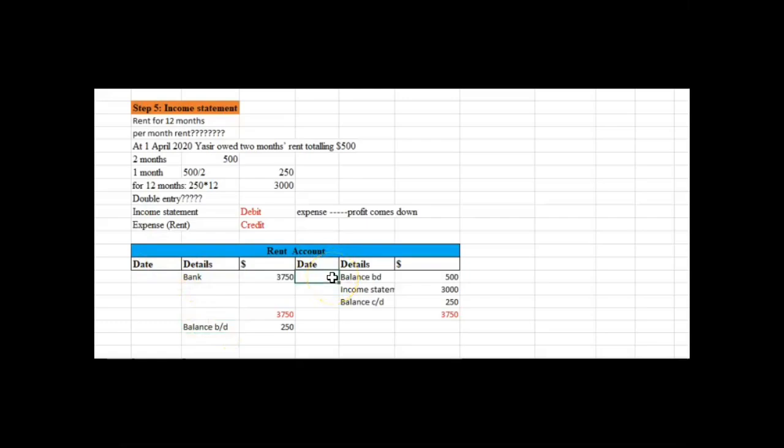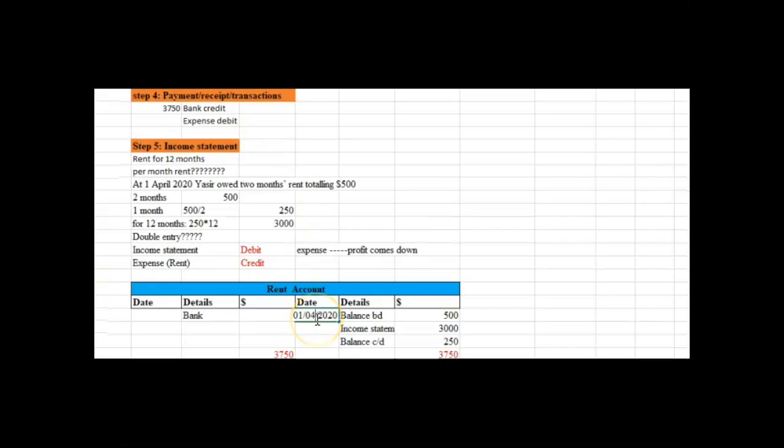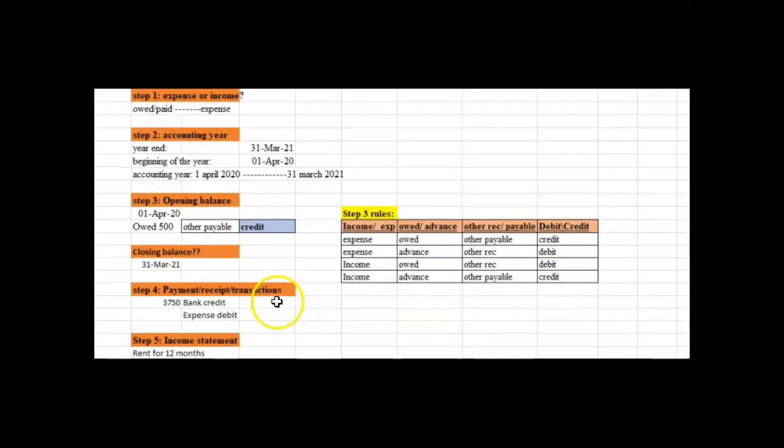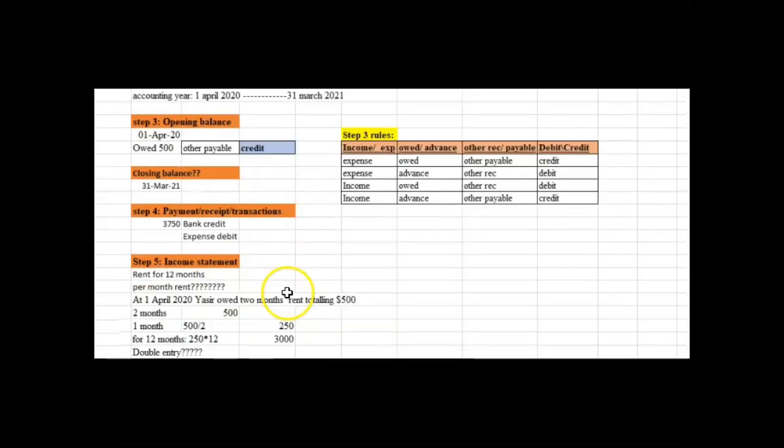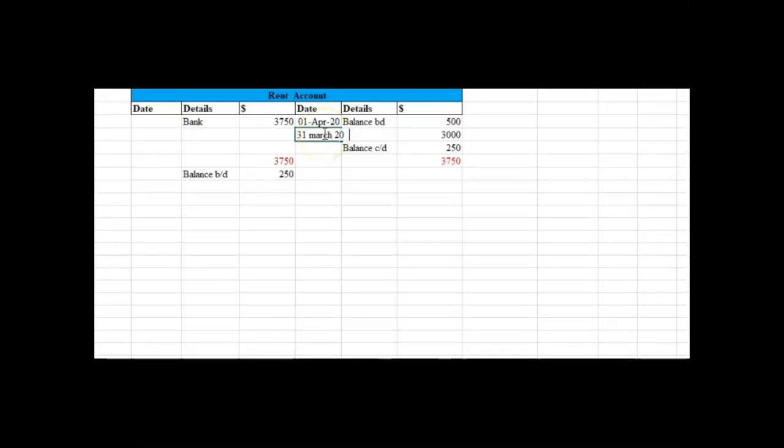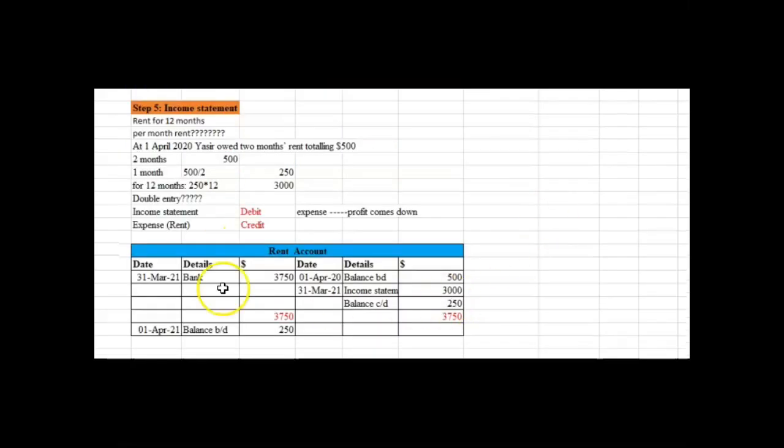Now put the dates. Balance b/d is the beginning of the year, which is 1st April 2020. Then income statement is year end on 31st March 2021. The date on bank is year end as well, as no specific date is given. Then balance c/d is year end date 31st March 2021. The balance b/d at the bottom is the beginning of next year, so 1st April 2021.